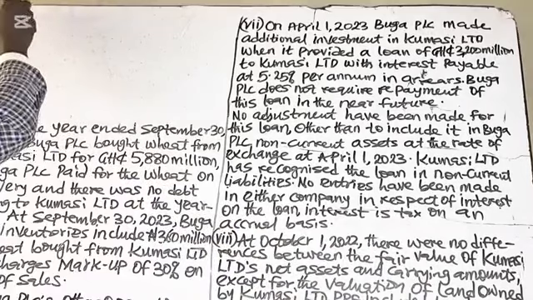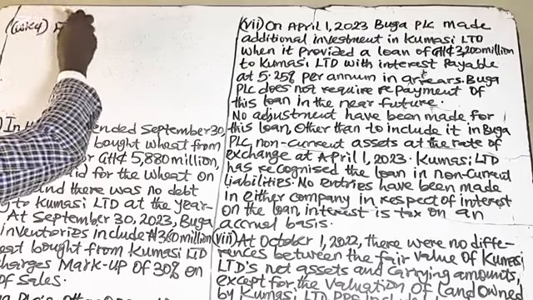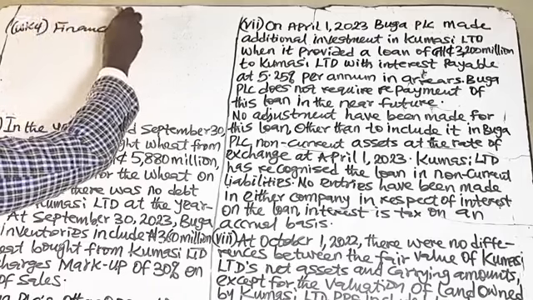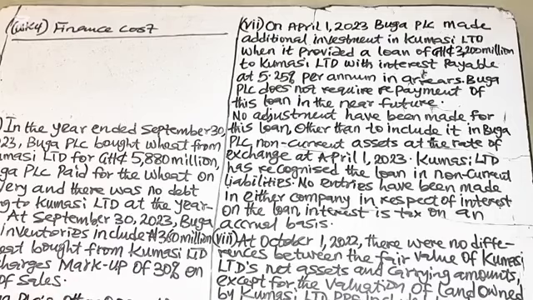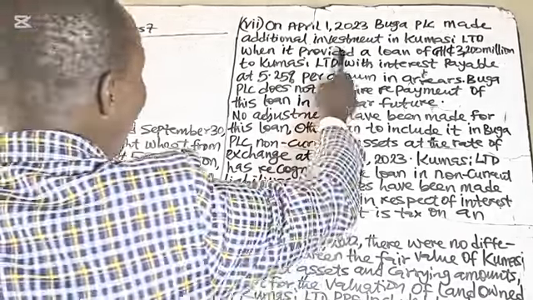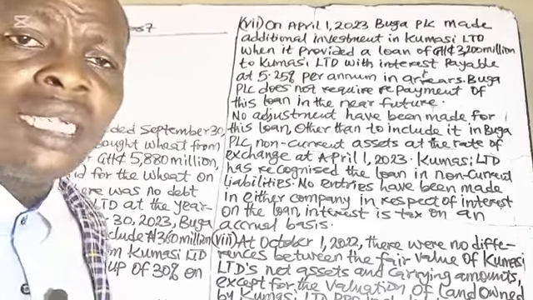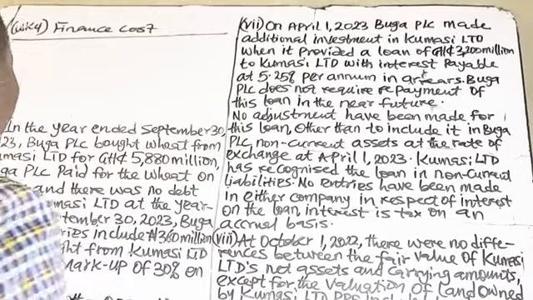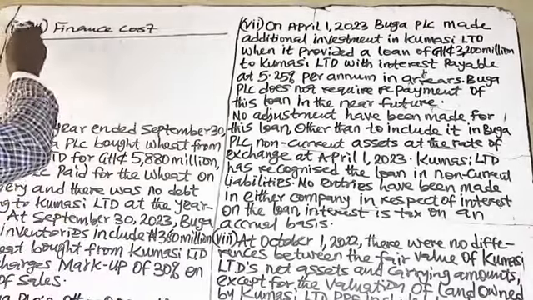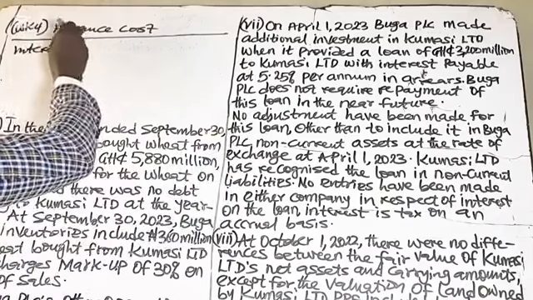Working number 4. We want to calculate interest payable on the loan, which will be recognized as a finance cost. Remember, the loan was issued on the 1st of April 2023, and the year end is September 30, 2023. So the interest that will now be recognized, the rate of interest is given to be 5.25% per annum.